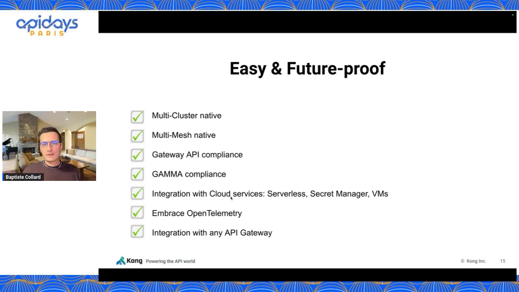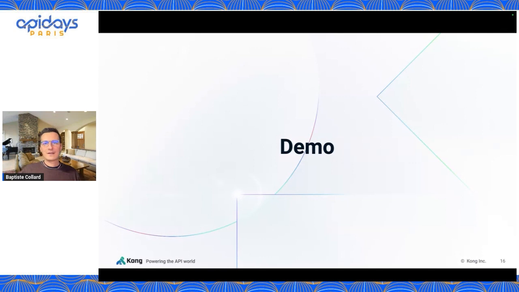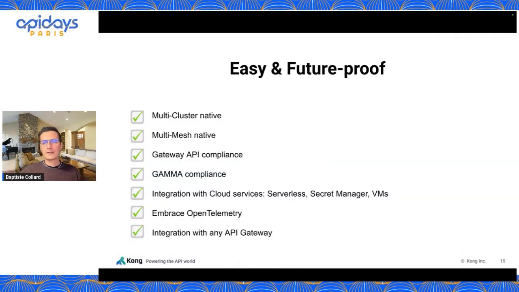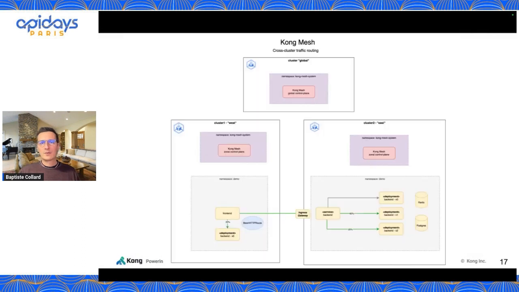Also, what's nice with Kong Mesh as an enterprise product is that it can easily integrate with external CA systems like Cert Manager, AWS Secret Manager, and also Vault, for instance. You can easily deploy Kong Mesh onto VMs, even Kuma. We also embrace the OpenTelemetry architecture. And as you have just seen, we integrate with any API gateway if you want. Great. I think that's already a lot in terms of background and context. So now let's move to the demo.